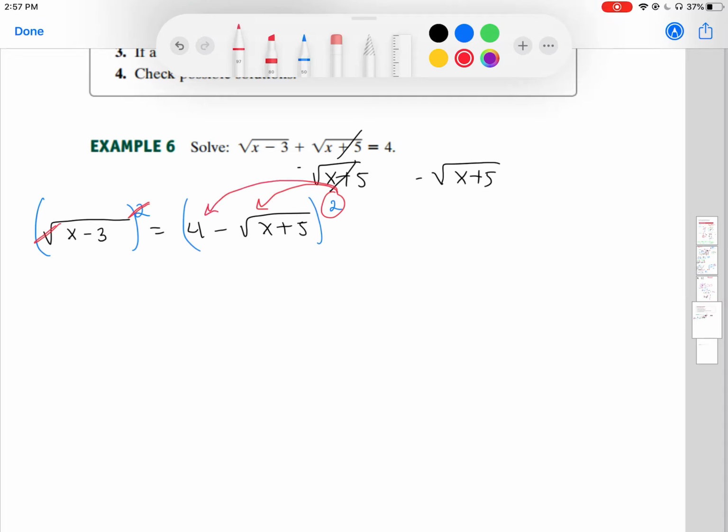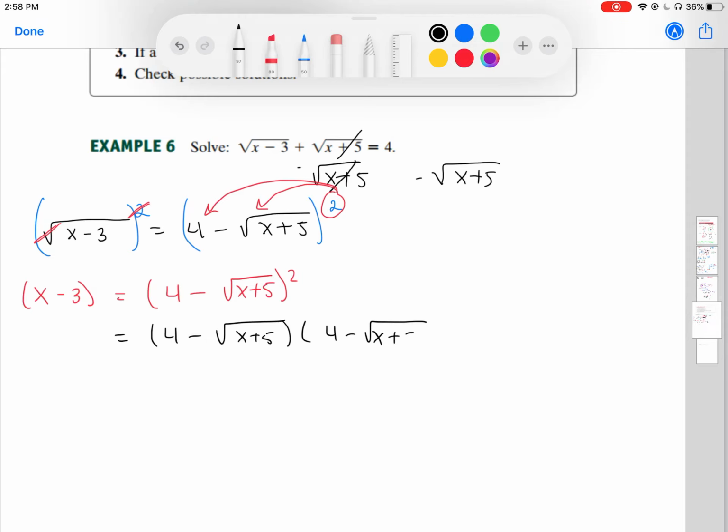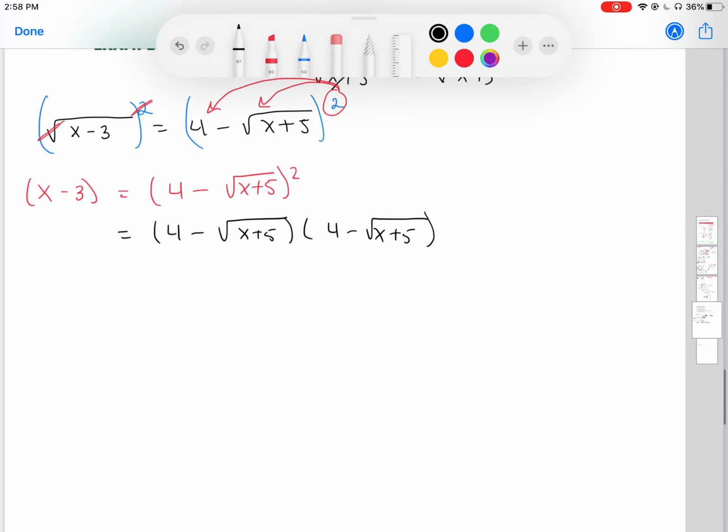We have to go ahead and FOIL. So that we're left with x minus 3 is equal to 4 minus the square root of x plus 5, squared. So let's go ahead and FOIL. So I'm going to actually write out, and we're going to multiply it out. You can use your foiling techniques that we learned in chapter 4 if you'd like.